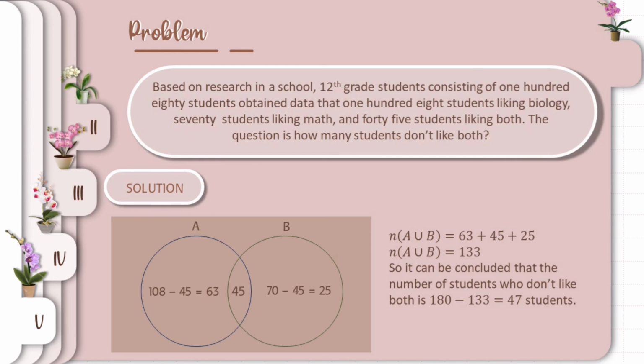The cardinality of A union B is 63 plus 45 plus 25, and the result is 133 students. So it can be concluded that the number of students who don't like both is the total number of students minus 133 students, and the result is 47 students.